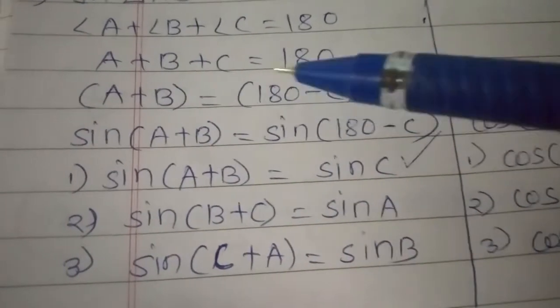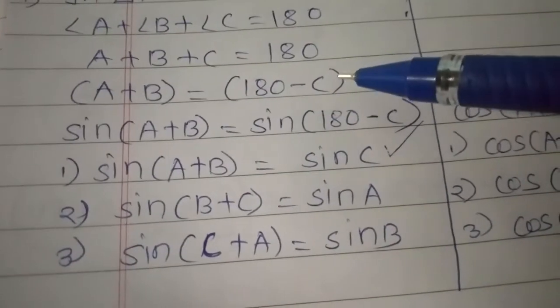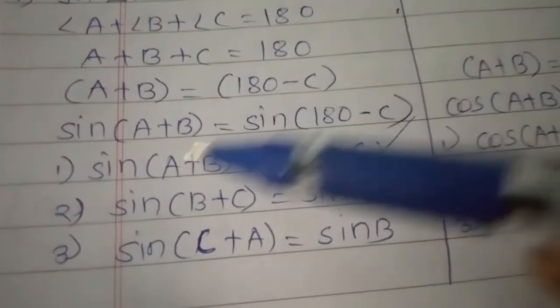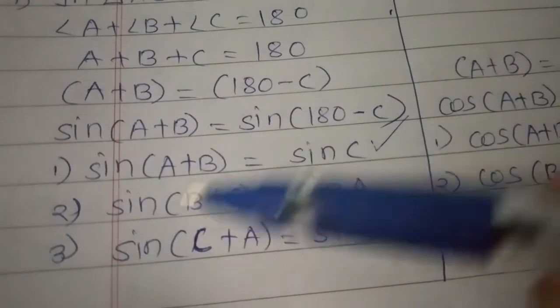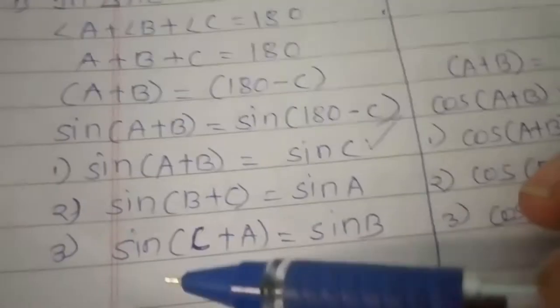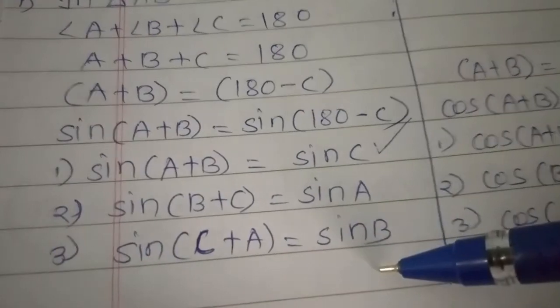So these are the formulas related to this 180, that is 180 minus C. So sin A plus B is equal to sin C, sin B plus C is equal to sin A, and sin A plus C is equal to sin B.